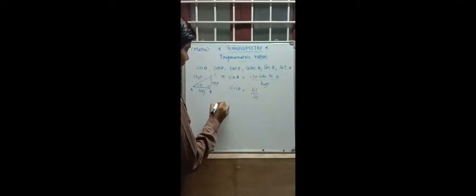Now cos theta. Here in the cos theta, we have to take adjacent side to theta by hypotenuse. Same, adjacent by hypotenuse. That means theta adjacent, near side, AB. AB by hypotenuse, that is AC. Cos theta is equal to adjacent side to theta by hypotenuse.